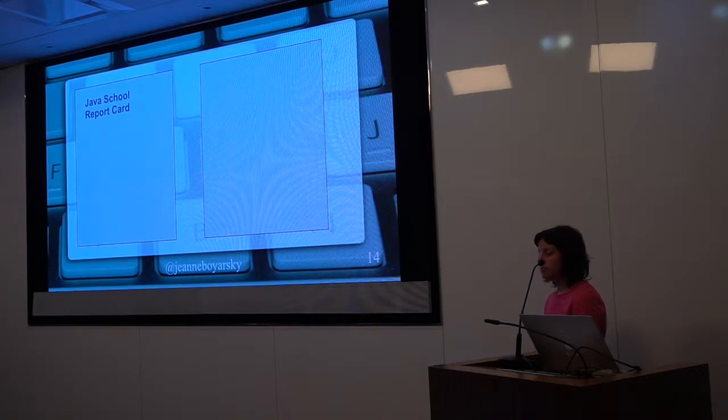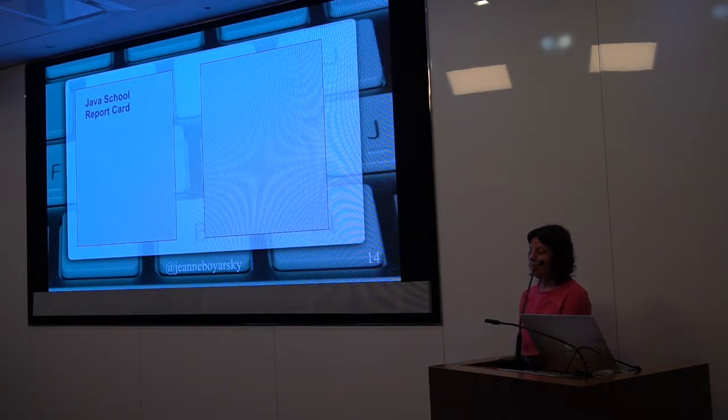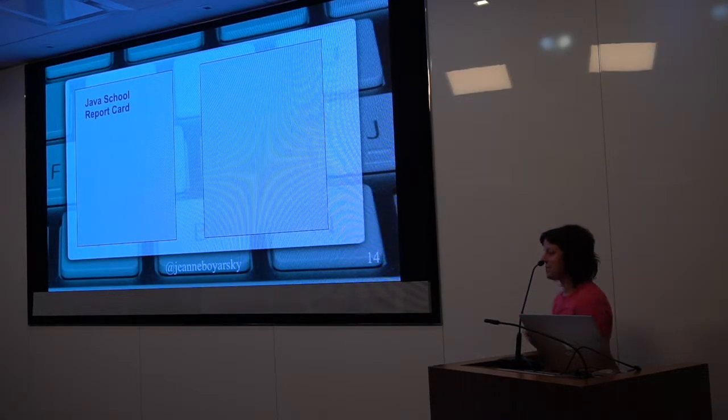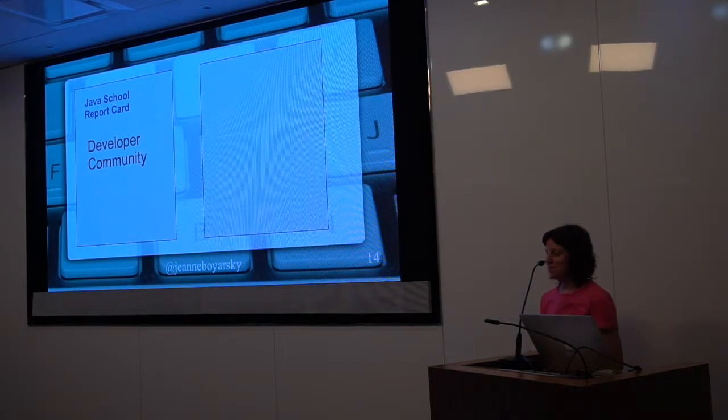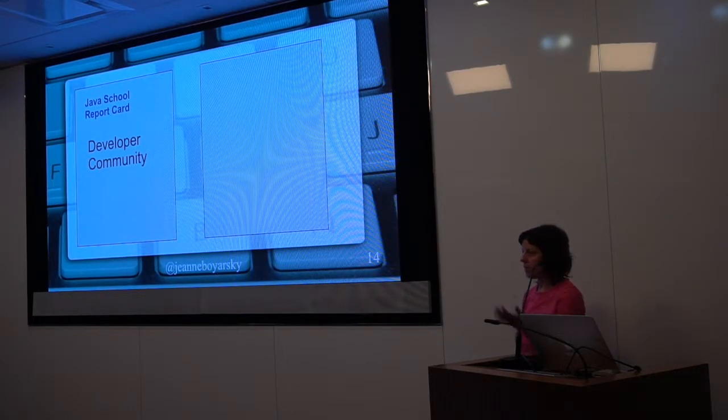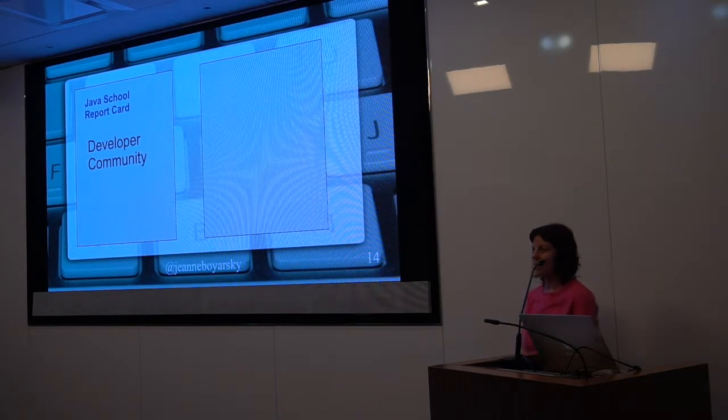Like any student, Duke went to school. Duke went to Java Elementary School. Let's look at Duke's report card and see how he did. First class Duke had to take was Developer Community. I think Duke did a really good job on Developer Community. We look around the room here in New York and on the phone in Raleigh where we can't see you, and there's a good amount of people giving up their evening to learn about Java. Duke gets an A. Good job, Duke.